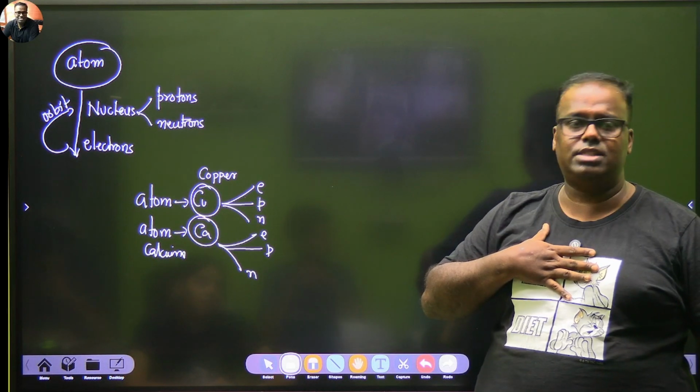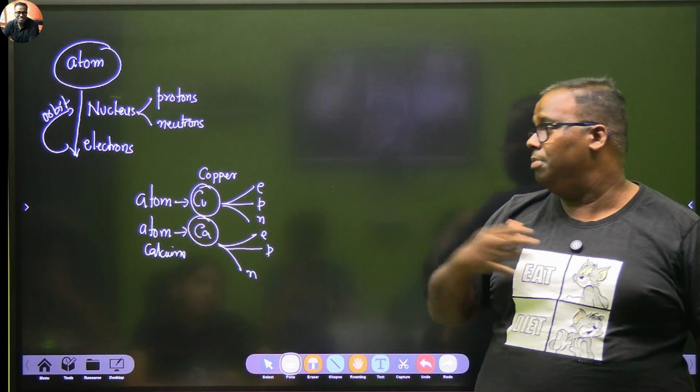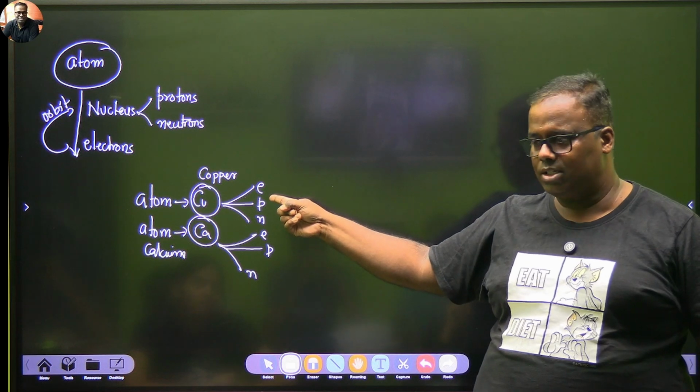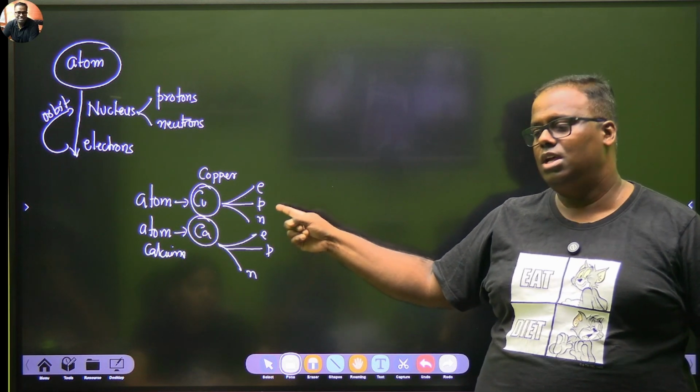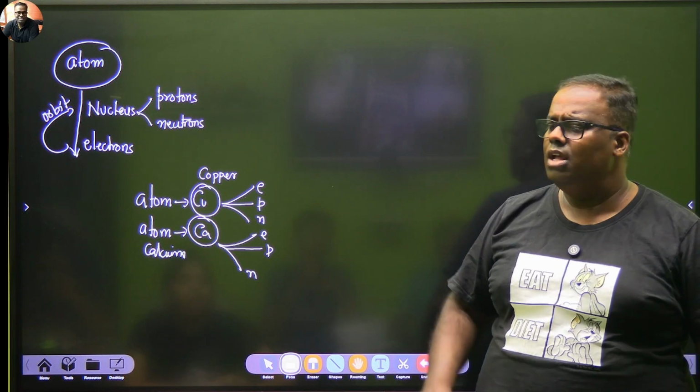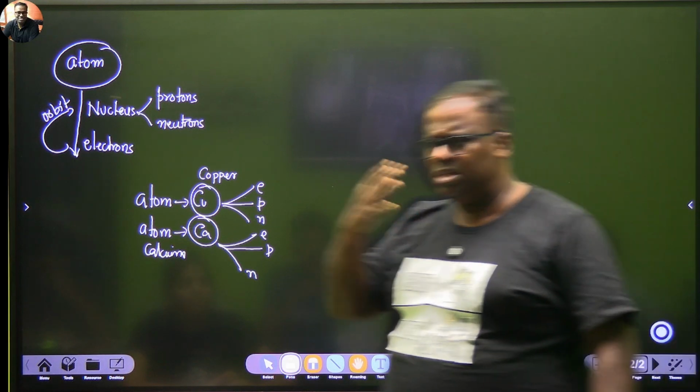अगर मैं X element का atom हूं, तो मेरे अंदर some number of electrons, some number of neutrons, and some number of protons should be there. Little bit high level for us, but still we can understand.